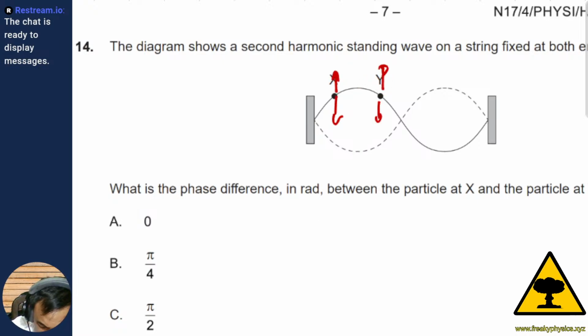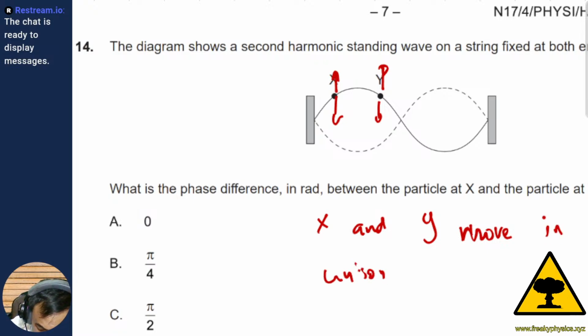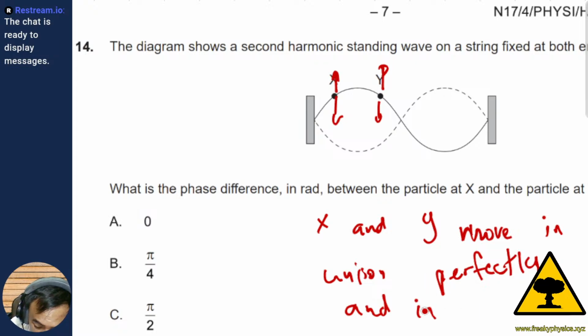So in this case, x and y move perfectly in unison, and in the same direction, always. So this key idea here means the phase difference is 0.